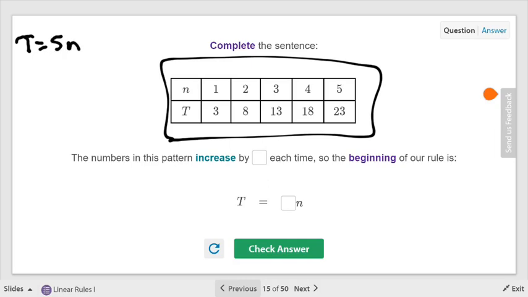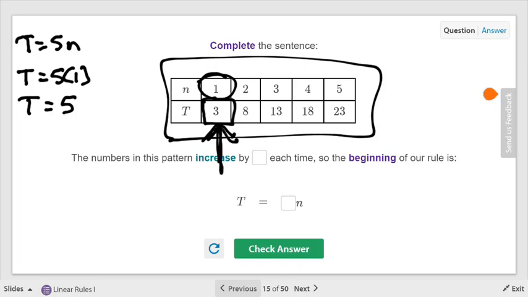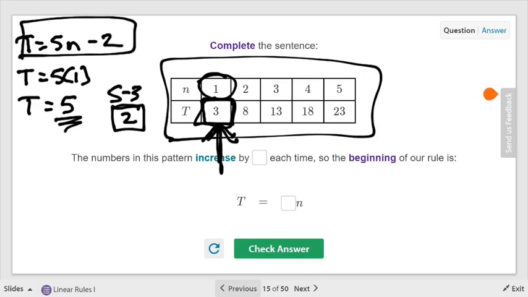So now, let's see if we use 1, does that give us the 3 we want? So t equals 5 times 1 gives us t equals what? 5. But is 5 what I wanted? No. What did I want? 3. So 5 minus 3 gives me a difference of what? 2, right? But the number I got was too big by 2, right? So am I going to add more? No, I need to take away some. So it's not add 2, but what? Minus 2.